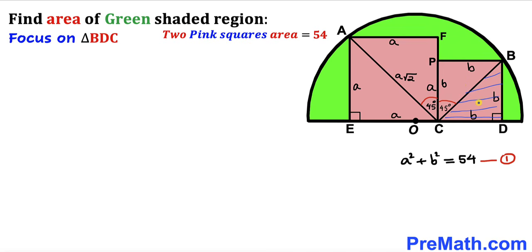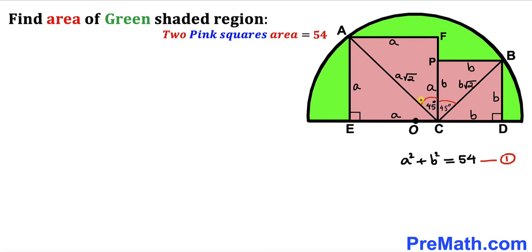And likewise, now we are going to focus on this other right triangle BDC, whose side lengths are b and b. If we apply the Pythagorean theorem, then this BC length is going to be b times square root of 2 as well. So this diagonal BC length turns out to be b times square root of 2.